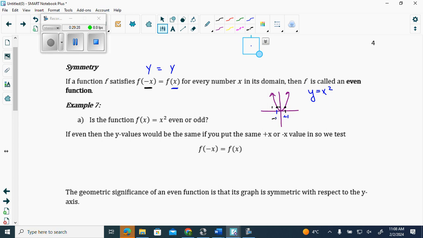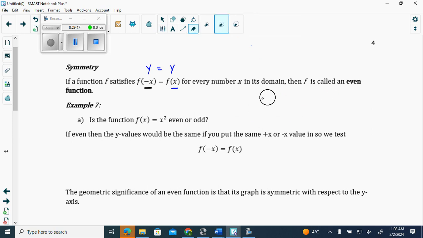Negative x and positive x. If I fill in negative x and positive x and I get the same y's, same functions, then that's even for all x's. If I just use negative 1 and positive 1, I'm only showing it for 1, or 2, or 3. So let's try it out.